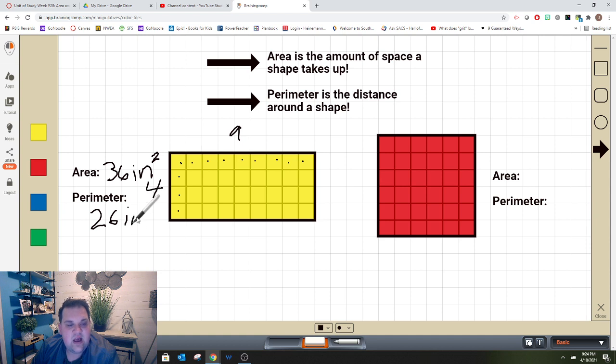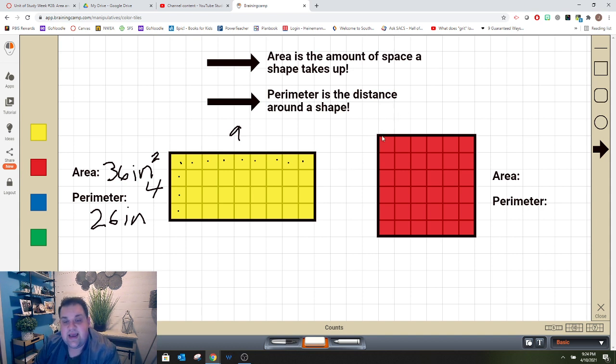Now I want you to think about this red shape. What do you think the area of this red shape is? Remember, area is the amount of space the shape takes up. So how many square inches are inside this shape? Go ahead and enter into Play Pause it what you think, and then we'll check it together.